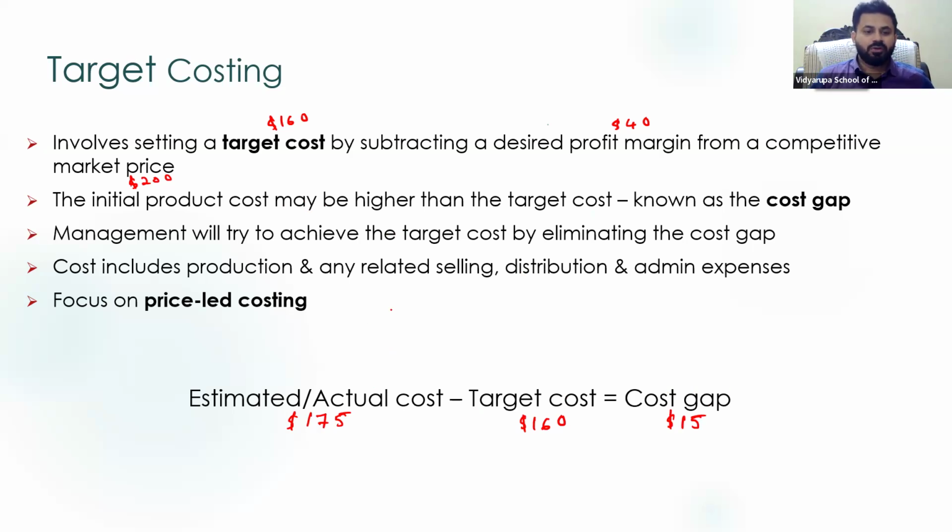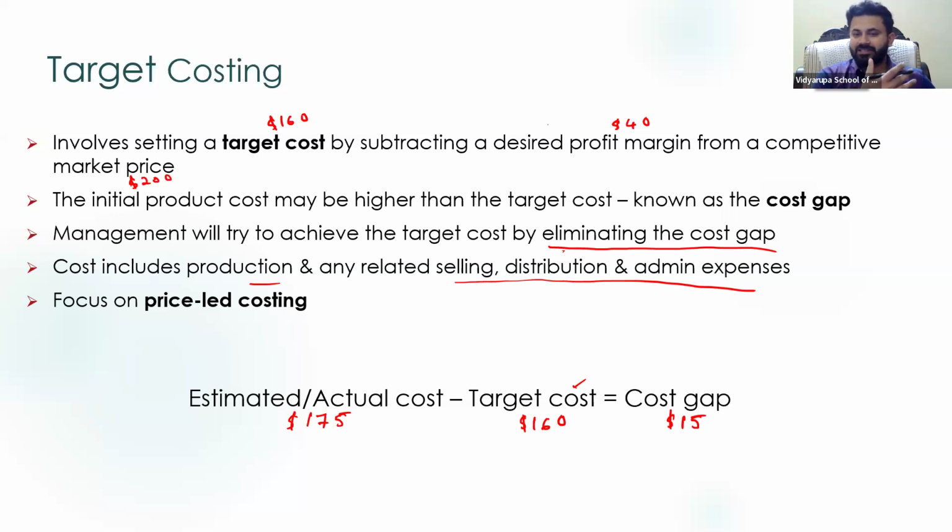What will now the manager try to do? The manager will try to achieve the target cost. Only if they manage to actually produce the item at 160, given a market-based selling price of 200, they'll enjoy a profit of 40 per unit, 20%. For that, they'll try to achieve this target cost by eliminating the cost gap, by reducing the cost gap. Of course, here the cost includes production and any selling, distribution, administration expenses, manufacturing and non-manufacturing.